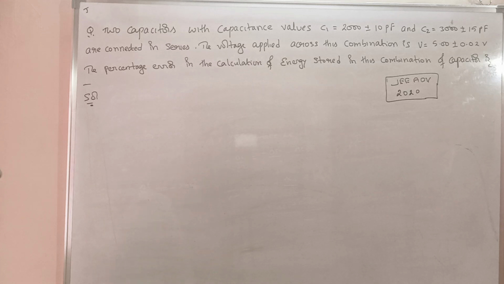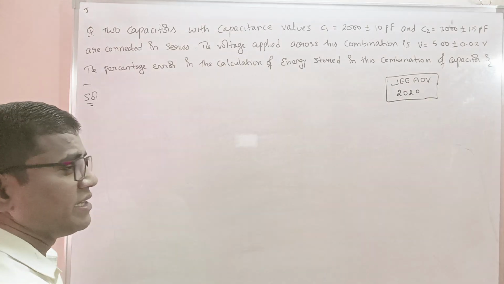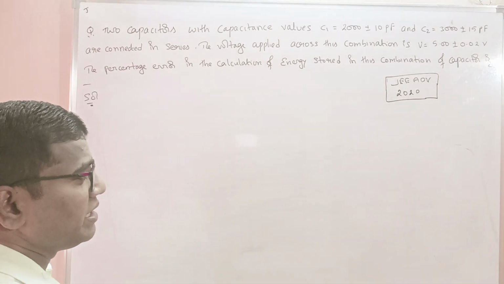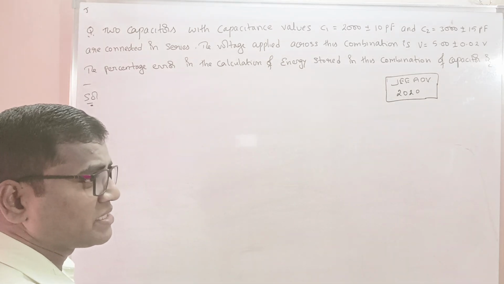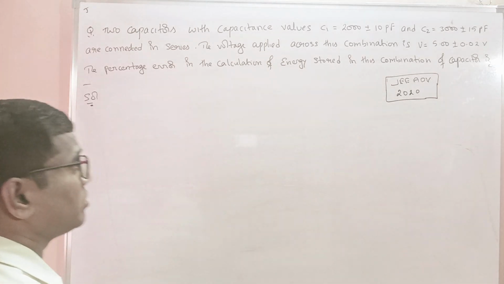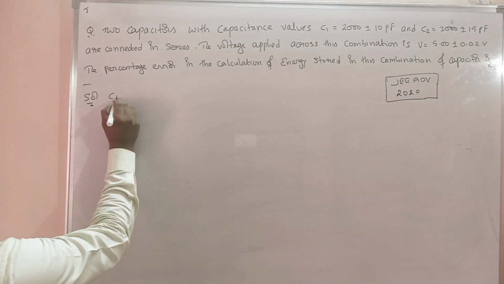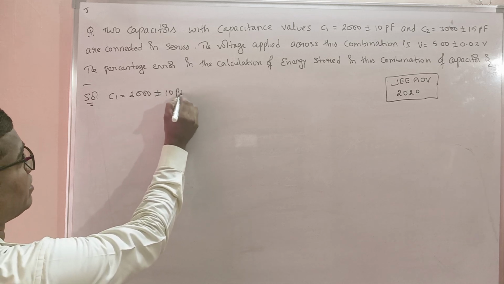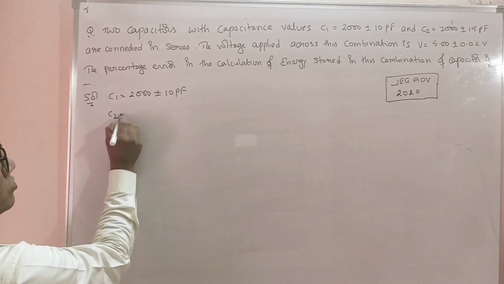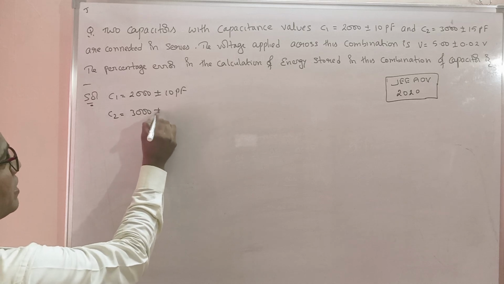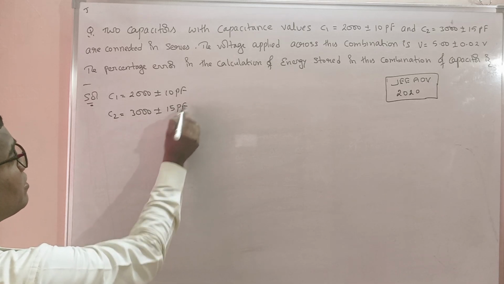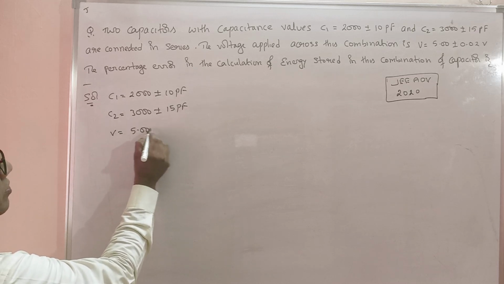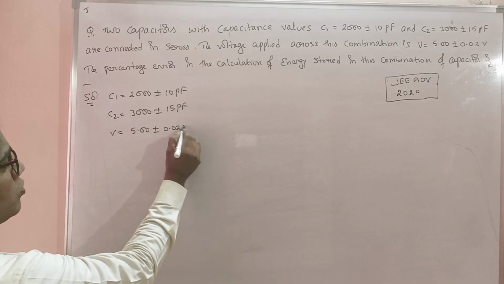In this question, C1 and C2 are given and these two are connected in series to the potential V. He is asking to find the percentage error in the energy stored. So first we will write C1 = 2000 ± 10 picofarad, C2 = 3000 ± 15 picofarad, and V = 5.00 ± 0.02 volt.